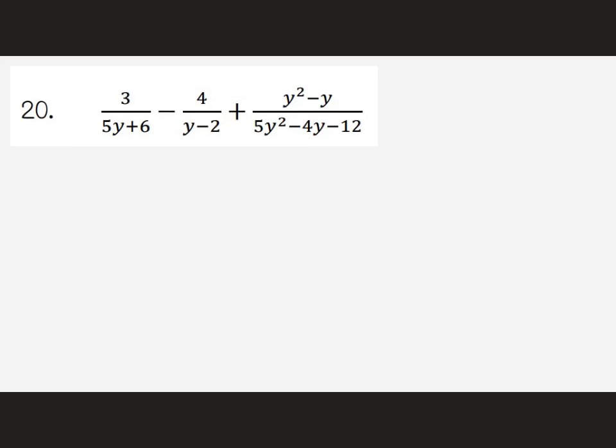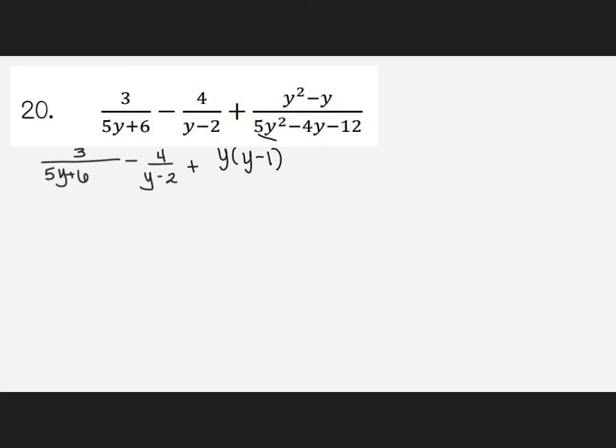In the very last example, I'm going to do this the exact same way, except there are 3 terms. So to start off, I want to fully factor all the denominators. My first denominator is fully factored. My second denominator is also fully factored. My third numerator and denominator are not. So in the numerator, I can factor out a y.